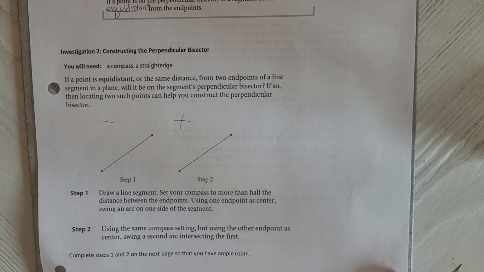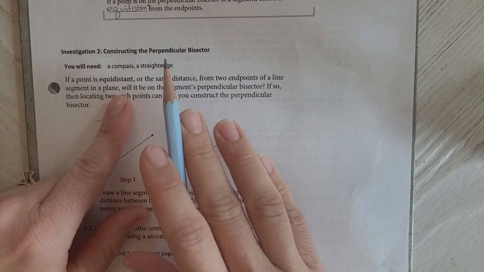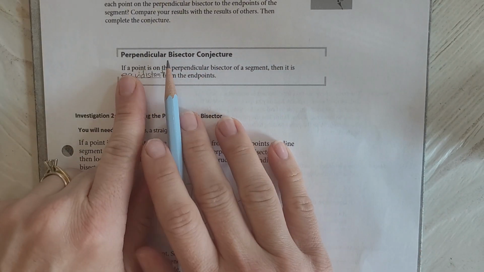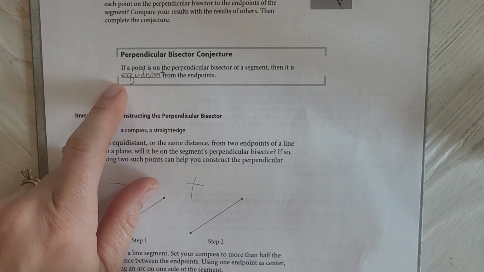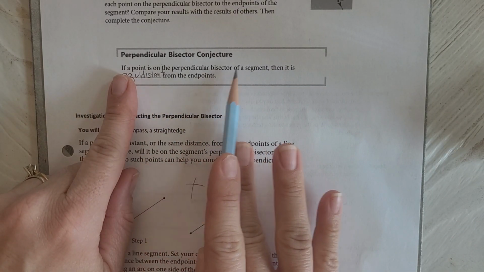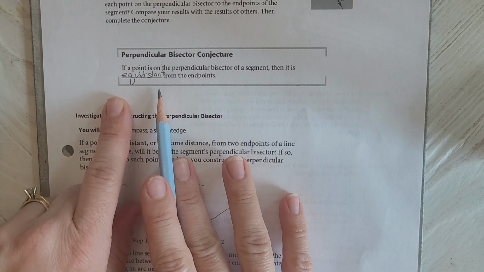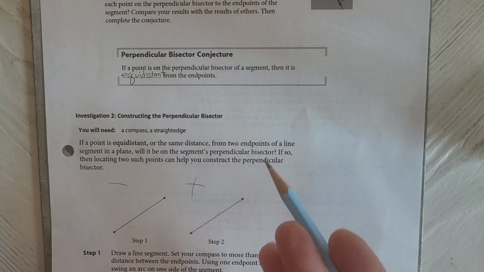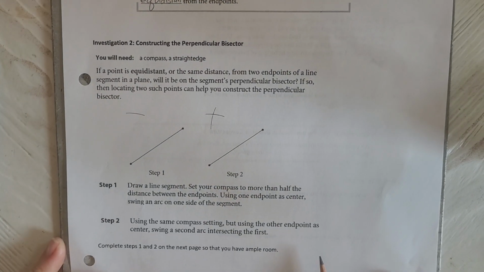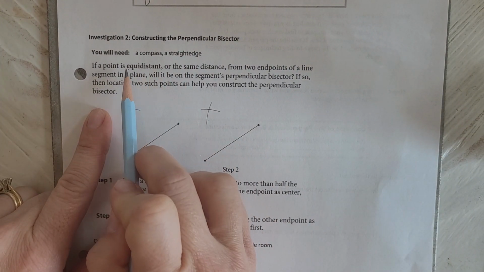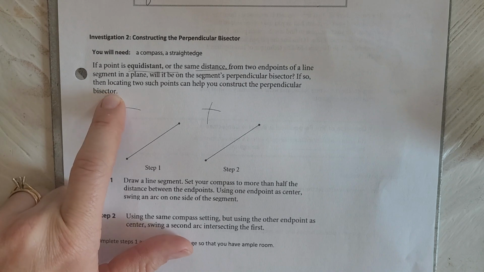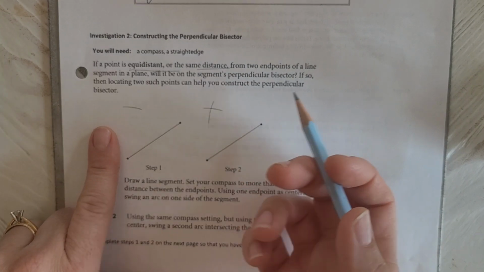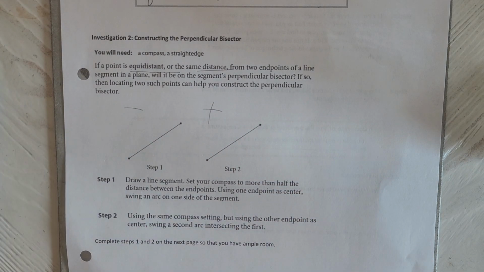In this video, we are going to investigate the converse of the perpendicular bisector conjecture. In the last video, we started with the perpendicular bisector conjecture, and that is if a point is on the perpendicular bisector of a segment, then it is equidistant from the endpoints. Well, now we're going to investigate the converse, meaning if we know that a point is equidistant, or the same distance, from two endpoints, will it be on the perpendicular bisector? And if so, then that will help us construct the perpendicular bisector.